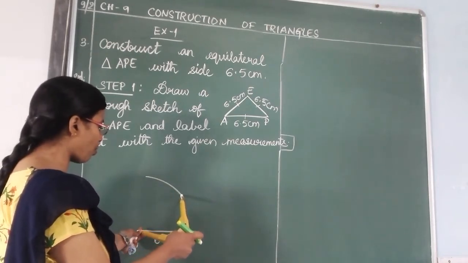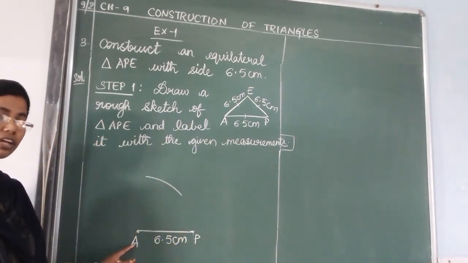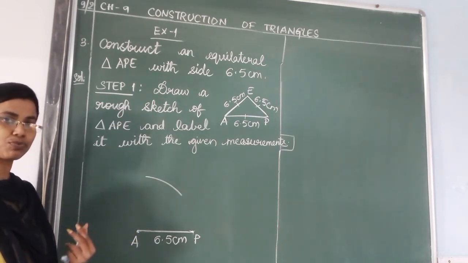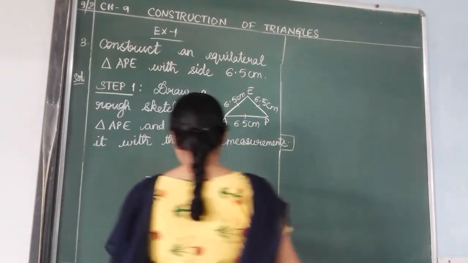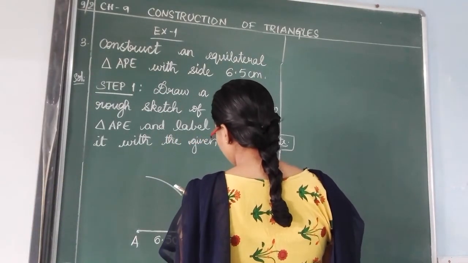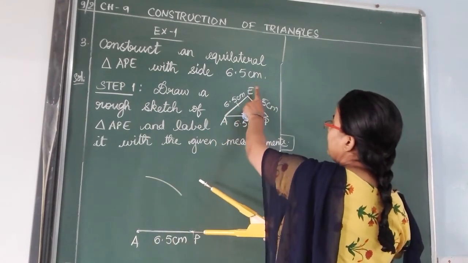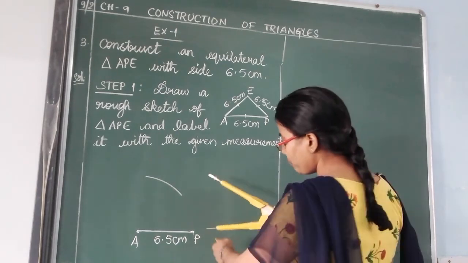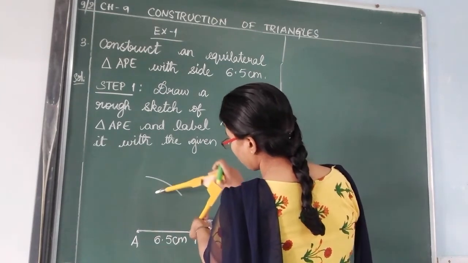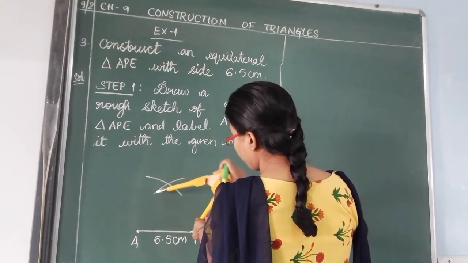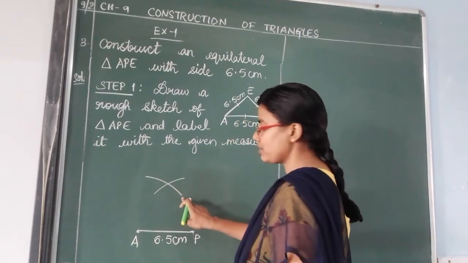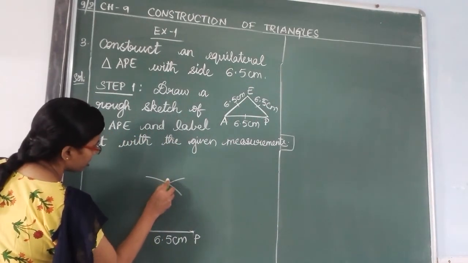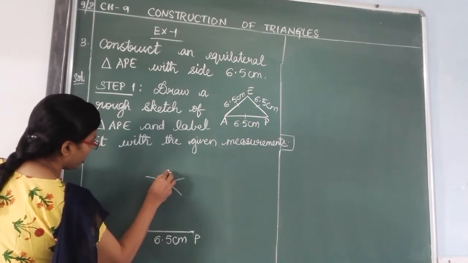Okay, so draw an arc. With center A, draw an arc of length 6.5 centimeters, that is step 3. Now let us do step 4. You know that since E is at a distance of 6.5 centimeters from P, now what we are going to do is, with P as center, draw another arc of 6.5 centimeters, cutting the first arc at E. So this intersecting point is E.